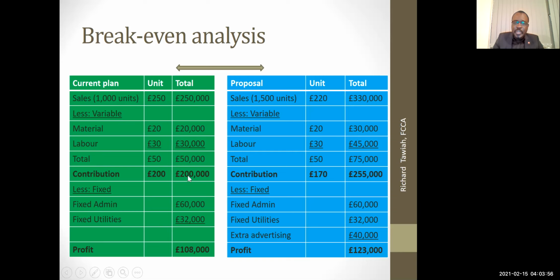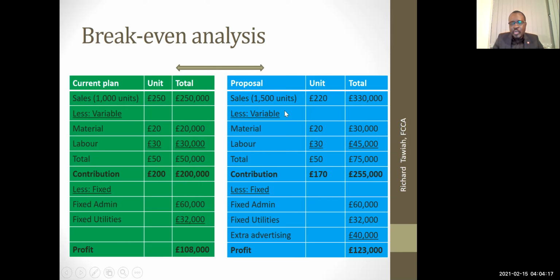Subtract it from the 250, we get 200 as contribution per unit, but total contribution is 200,000. We can do the analysis both on unit basis or on total basis. At the end of the day, total contribution should be the same. We subtract our fixed cost elements and we end up getting profit of 108,000.